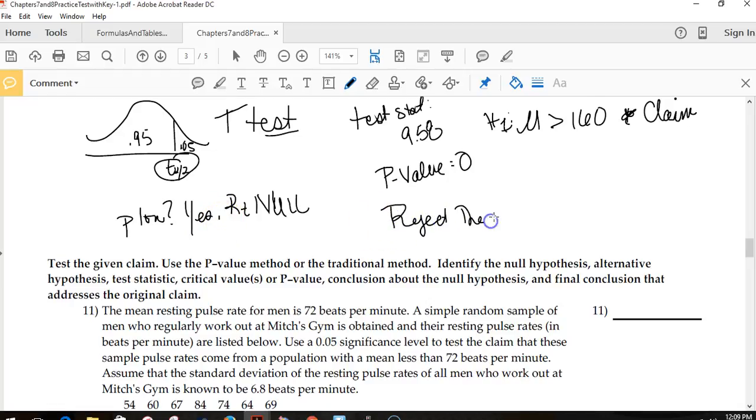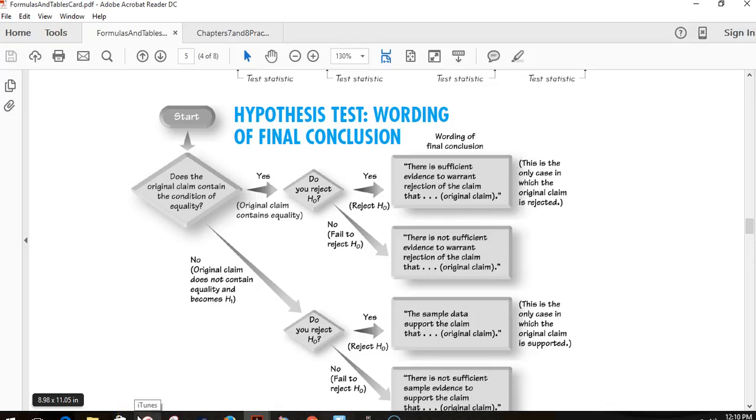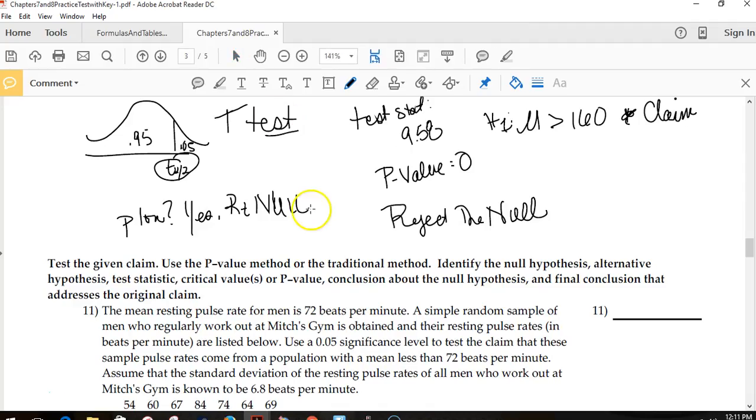But this time, that's good news. If I look at my chart, I can see: did the original claim contain the equality? No, I said it was greater than. So I'm going to go down to this bottom arrow. Did you reject the null? Yes, I did. Good news. The sample data supports the claim that this sample did come from a population that has a mu value, an overall population mean, that's greater than 160. So this time I'm happy. Every once in a while you get to be happy in stats.